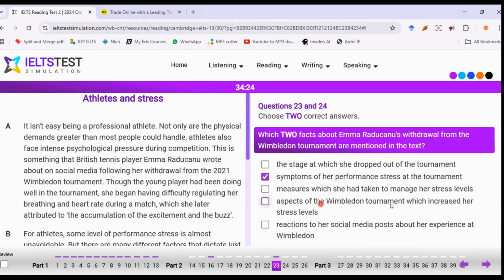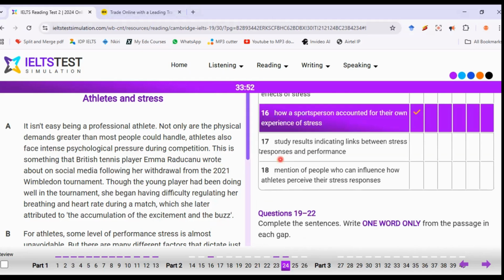Aspect of the Wimbledon tournament which had increased her stress level. Yes, these are the aspects. The accumulation of the excitement and the buzz. Then reaction to her social media posts about her experience. I saw social media, wrote about on social media following her withdrawal. They did talk about the reaction here. So I've answered 23 and 24. Let me go to paragraph B now.